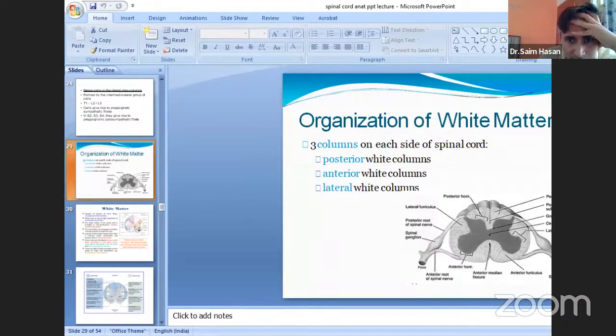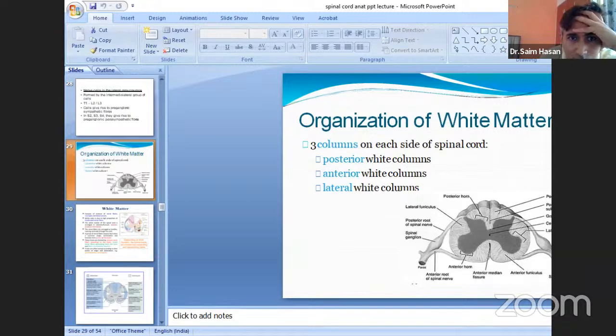So the named tracts, in the posterior column, are the fasciculus gracilis and fasciculus cuneatus. Fasciculus has a similar meaning to tract. This tract consists of fibers, neurons or axons, that have a similar origin and termination at the same level, and they carry the same modality of sensation. So together they group as the tracts or the fasciculus.